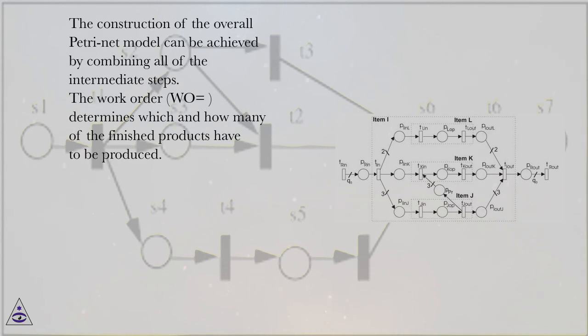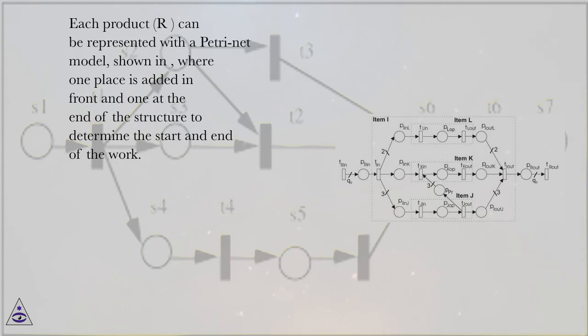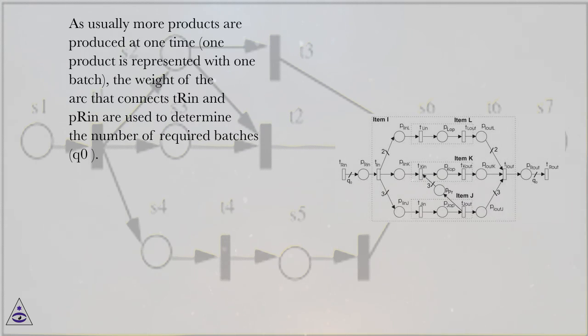The work order, WO, determines which and how many of the finished products have to be produced. Each product, R, can be represented with a Petri-Net model, where one place is added in front and one at the end of the structure to determine the start and end of the work. As usually more products are produced at one time, one product is represented with one batch. The weight of the arc that connects T-RIN and P-RIN is used to determine the number of required batches, Q0.